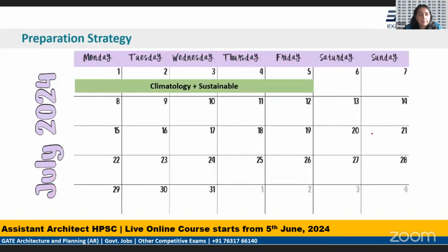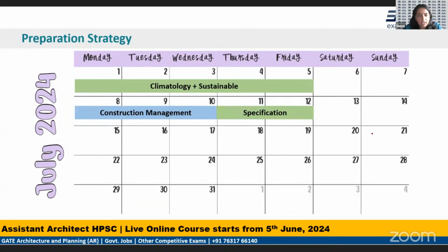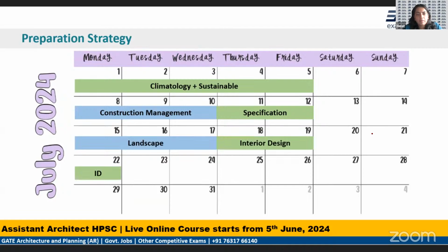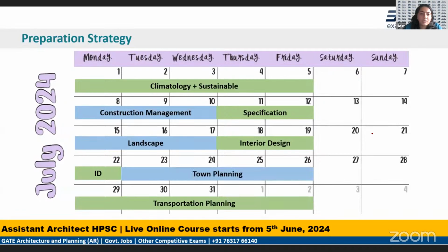Then in July, here you can start with climatology and sustainable architecture, at least for the first 5 days. Around 3 days would be enough for construction management, 2 days for specification writing, another 3 days for landscape architecture, 3 days for interior design, 4 days for town planning, and let's say another 5 days for transportation planning. And same goes here. Utilize your Saturdays, Sundays all for revision.